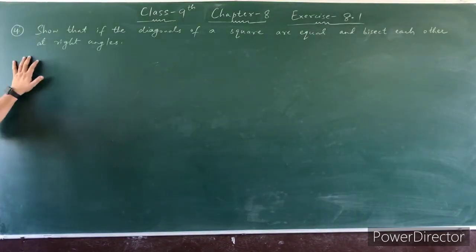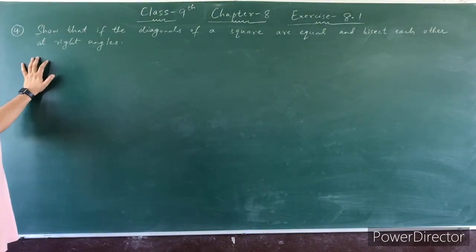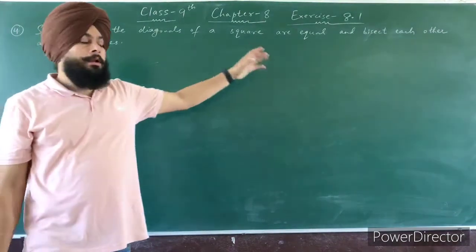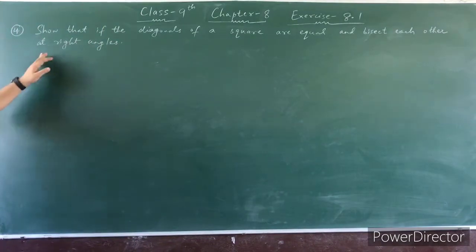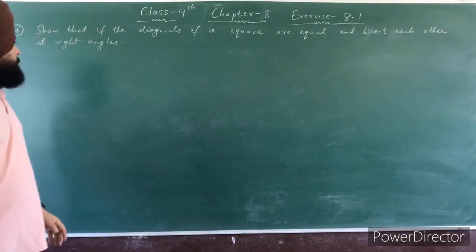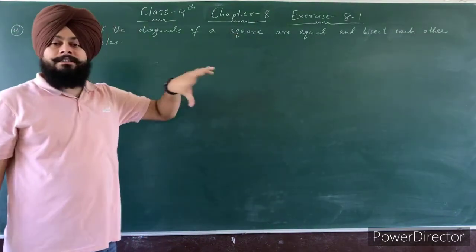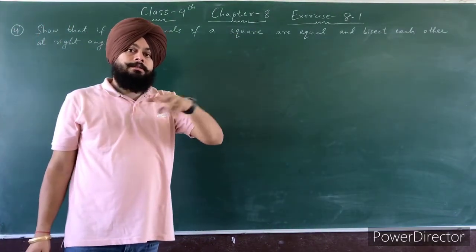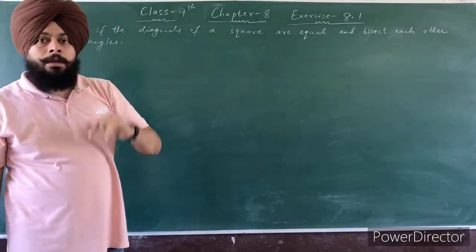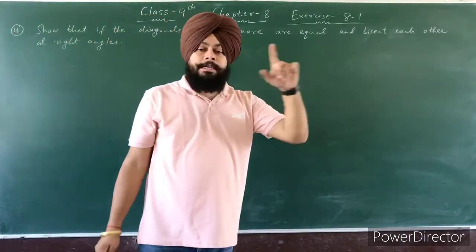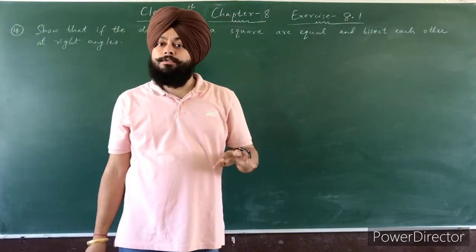Next, this is your question number 4. Show that the diagonals of a square are equal and bisect each other at right angles. So in this question, the square is given already. We have to show that its diagonals, there are two diagonals, are equal and they bisect each other at right angles also.